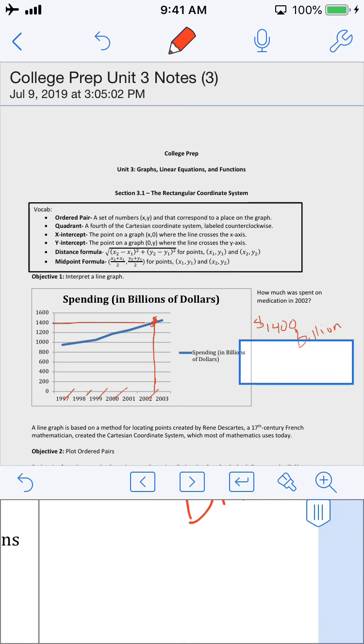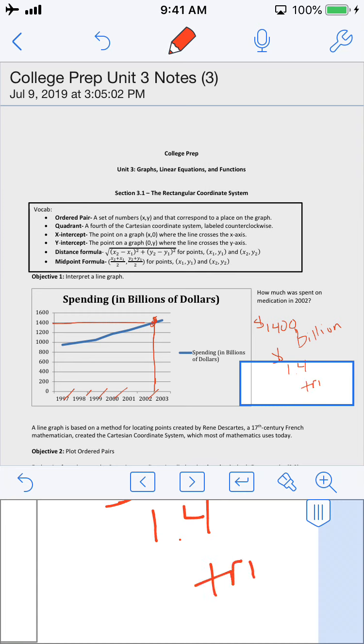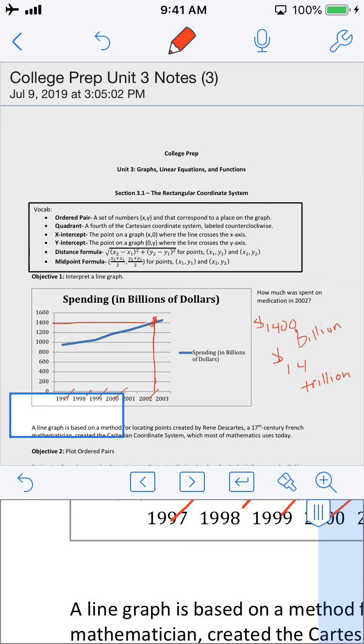$1,400 billion is a little awkward, though. We could also say $1.4 trillion. We could say the same thing, right? I'd probably go with the second option. It's just a little better. So that is how you read a line graph. That's just kind of introductory. Here's where we're going.